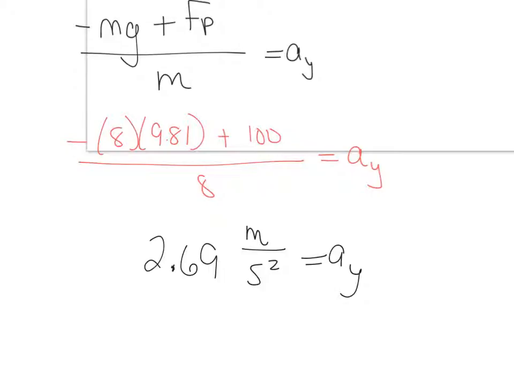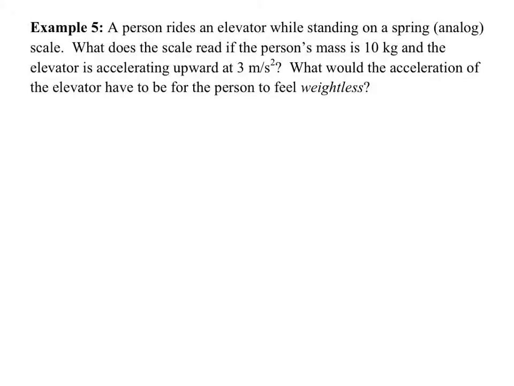All right, one more that might help you a little bit with your extra credit problem. A person rides an elevator while standing on a spring scale, analog, the one I told you to use. What does the scale read if the person's mass is 10 kilograms and the elevator is accelerating upward? What would the acceleration of the elevator have to be for the person to feel weightless? Okay? Now, think, please, for a second.